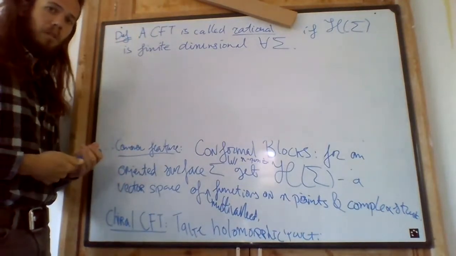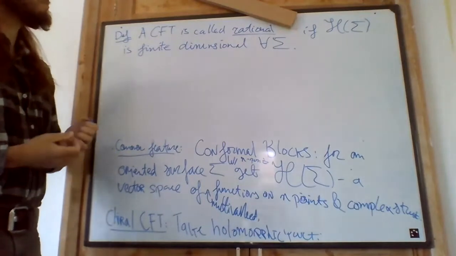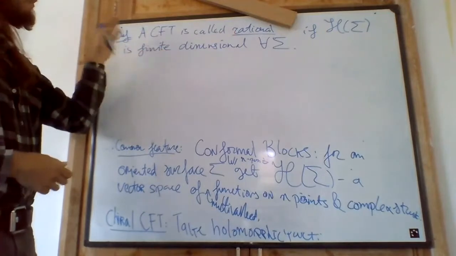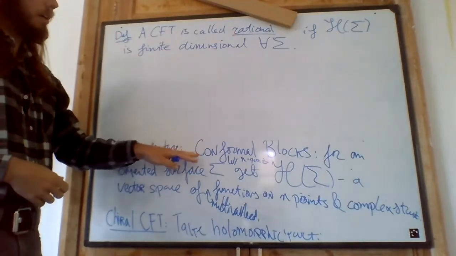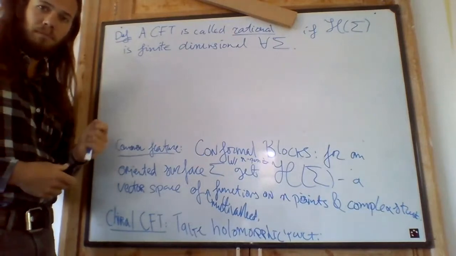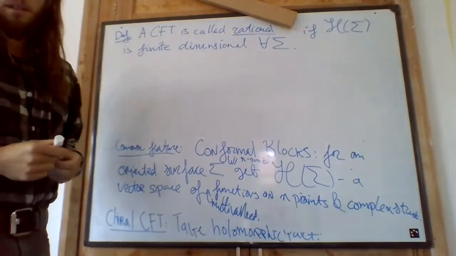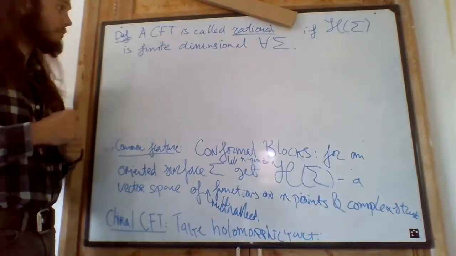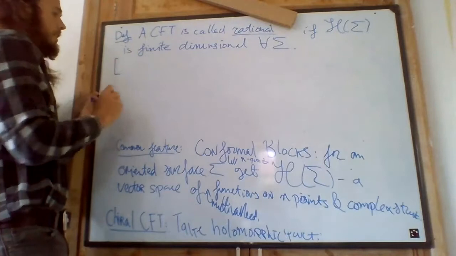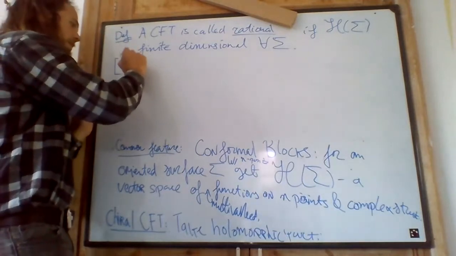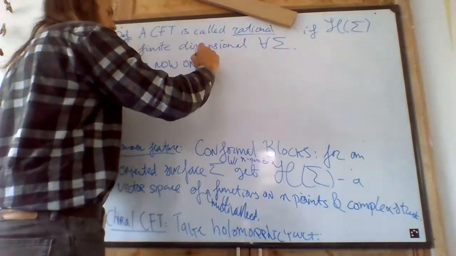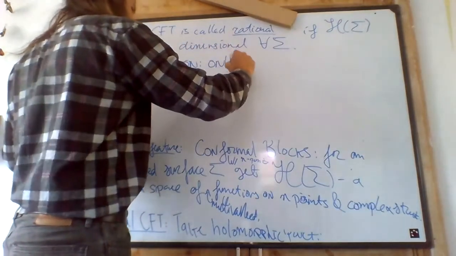Okay, so this rationality is a kind of finiteness condition on the kind of objects you're allowed to encounter when you're doing your CFT. And I should maybe say this out loud or write this down so everybody knows from now on, we're only going to care about rational.